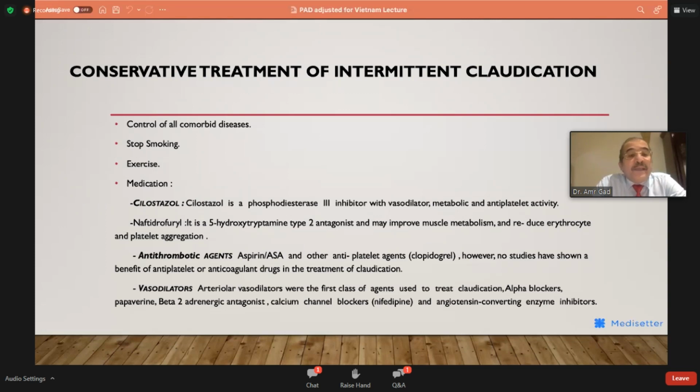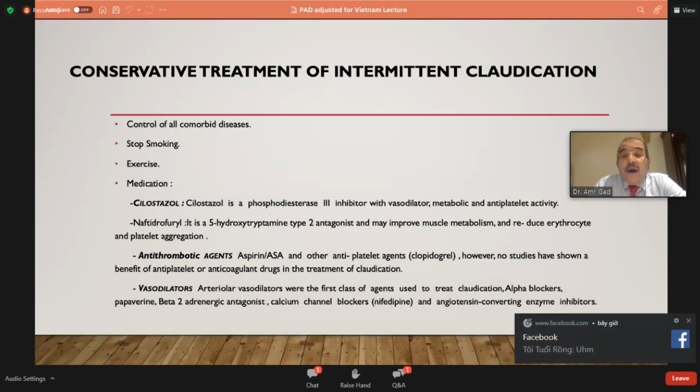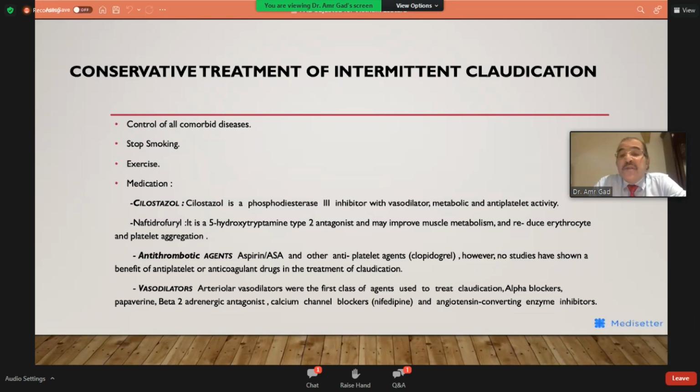Supportive treatment with some medications is added. The most important thing that I want to concentrate with you about is the antithrombotic agents, like what we call baby aspirin and clopidogrel. We are all used to giving these to our patients with peripheral ischemia, which turns out to not be affecting patients with peripheral ischemia at all. It affects other parts of the body. It affects cardiac circulation. It affects brain or cerebral circulation, but it has no effect at all on the ischemia of the lower limb.